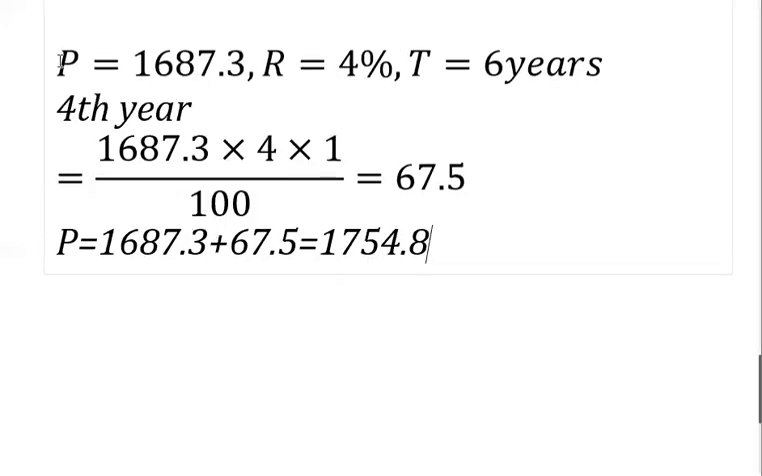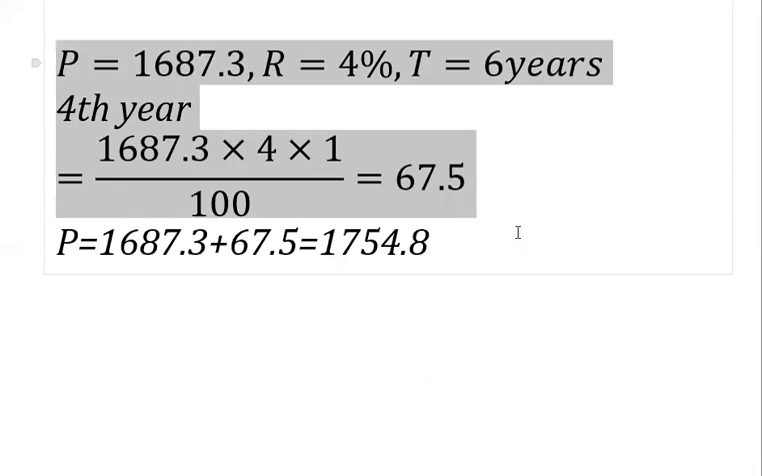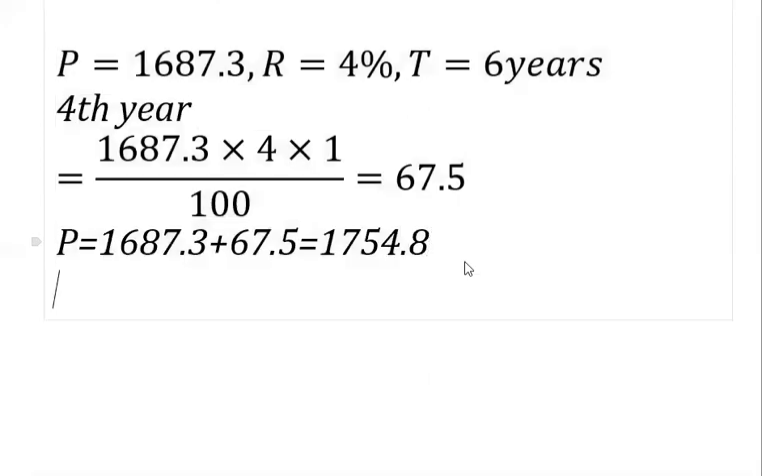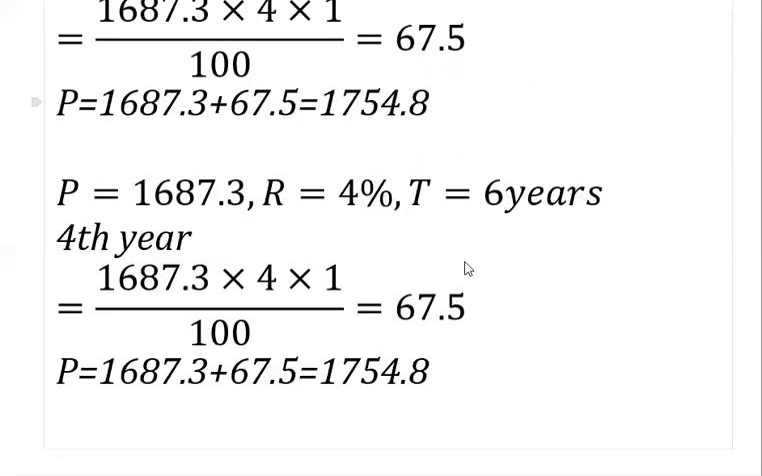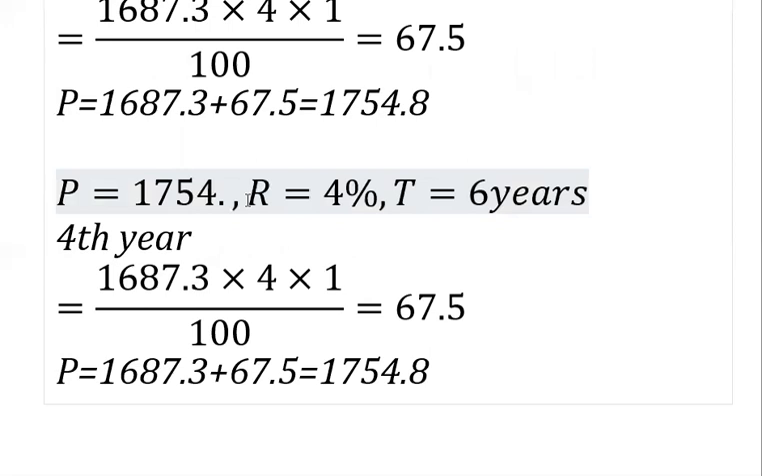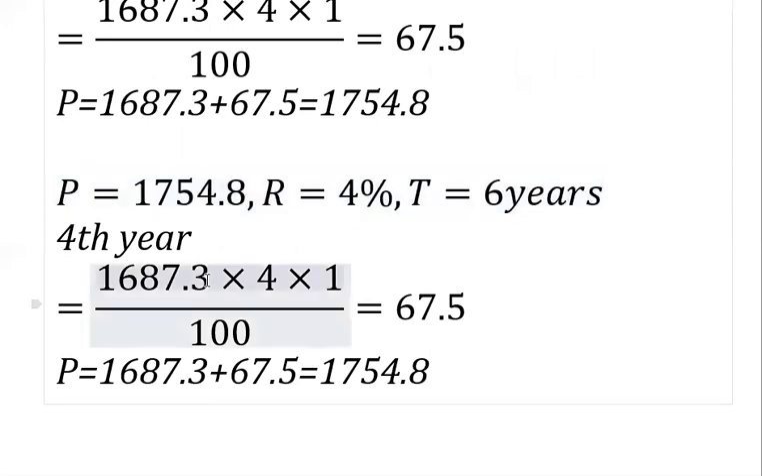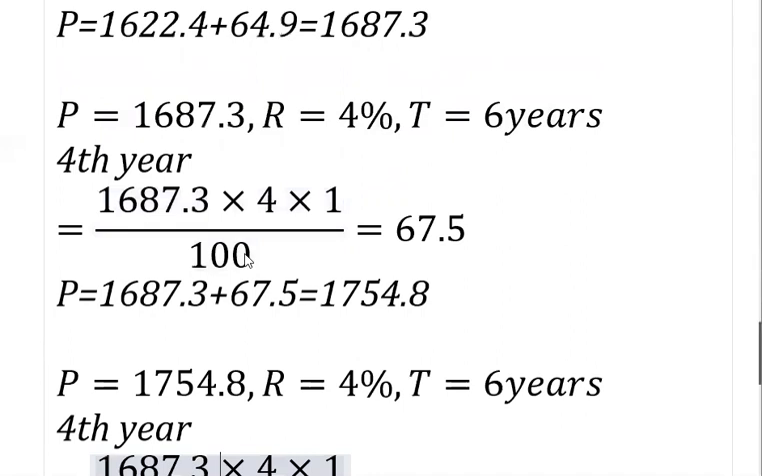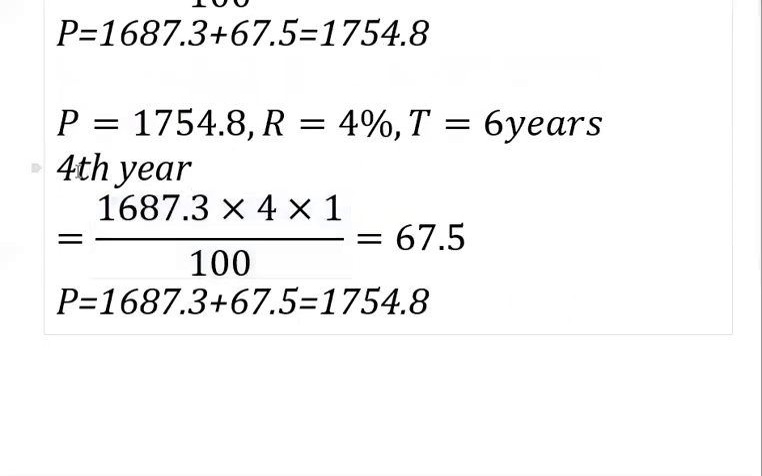So we get this as a template for the 5th year. Great. So our new principal will now be 1754.8. Awesome. Our new principal this time around is our 5th year. Don't forget, we are through with 4. Now is our 5th year. Don't forget to change this because we are using it as a template. That's our 5th year, 1754.8.